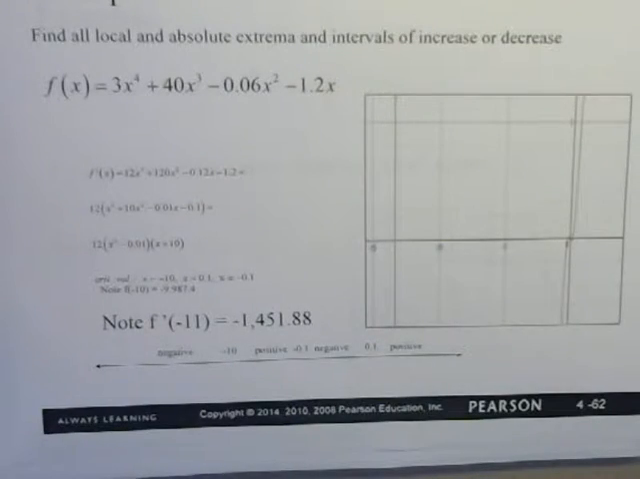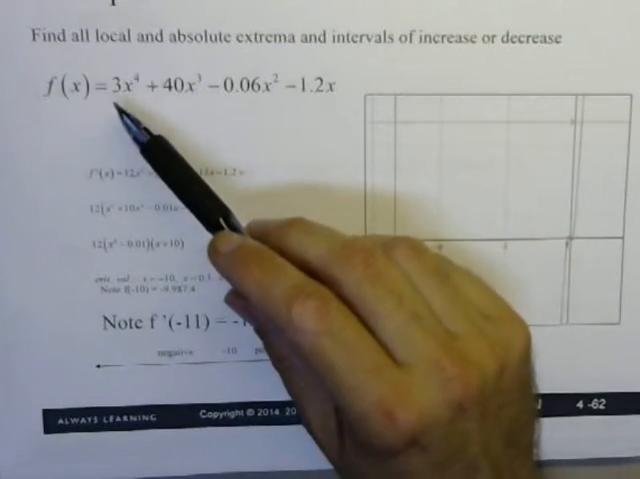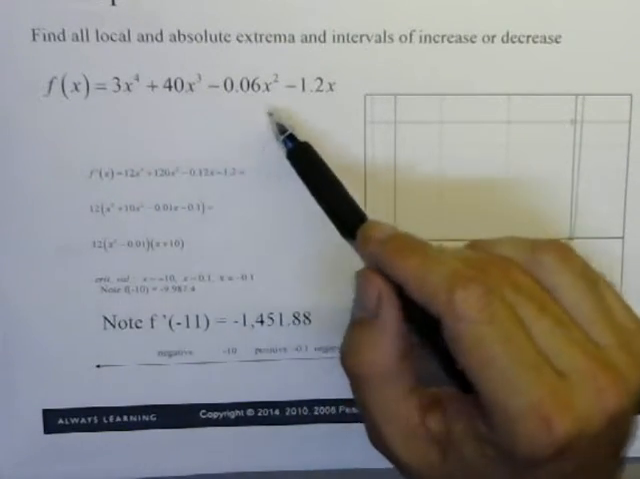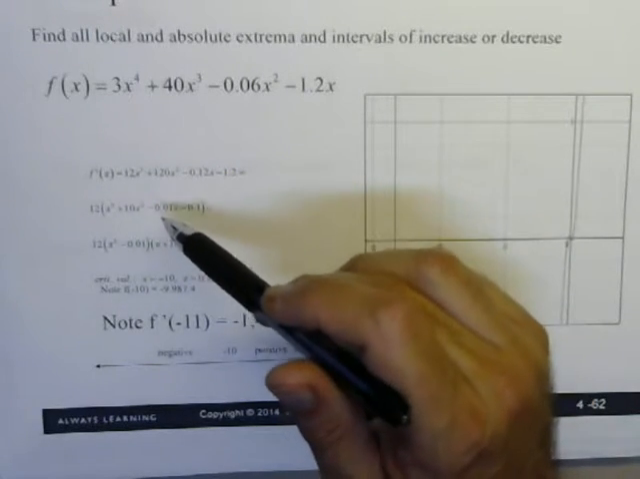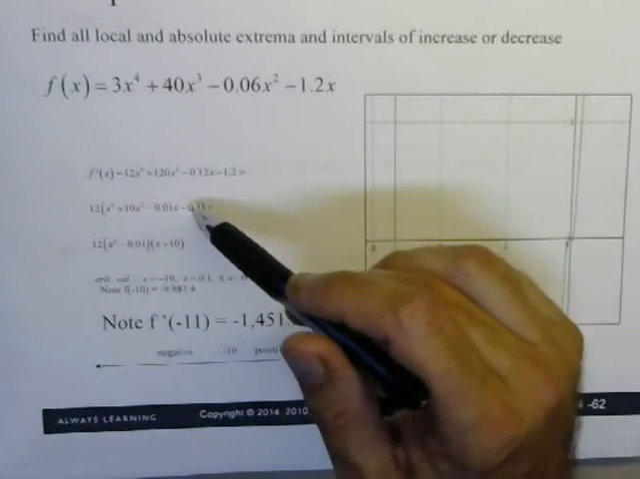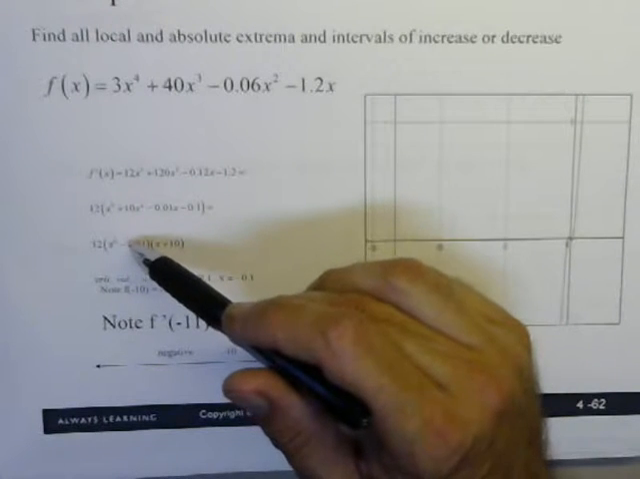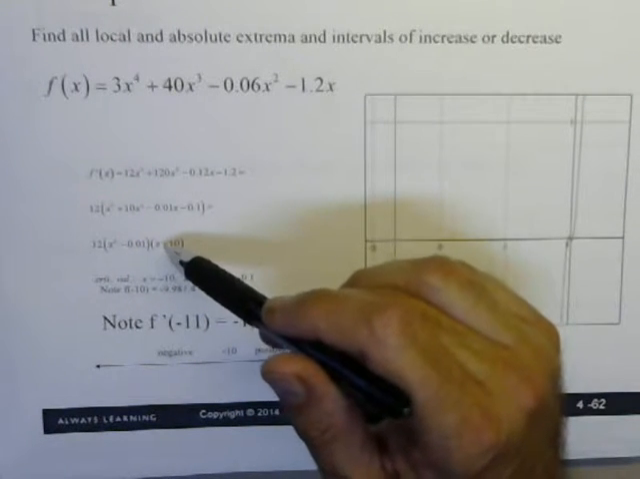Okay, let's look at another example. Let's say we want to find all local and absolute extrema and intervals of increase or decrease for this function. So again, go ahead and take the derivative. Bring the 4 down. This is your derivative. You can factor out a 12, and then this can also be factored using grouping or whatever you want into x squared minus 0.01 and x plus 10.